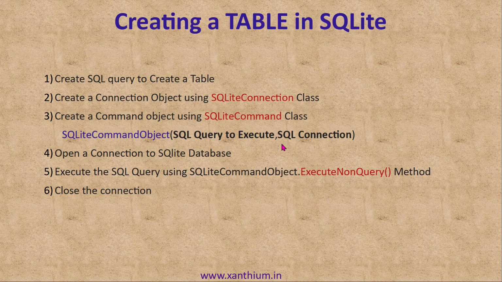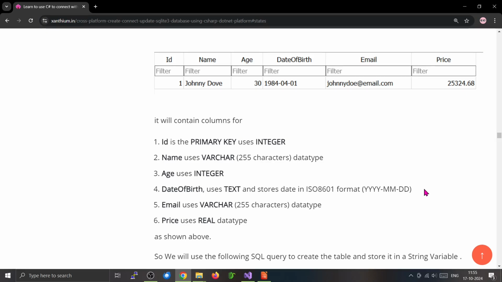Now, after the connection object is created, we have to open a connection to the SQLite database. After the connection is opened, we will execute the SQL query using the ExecuteNonQuery method. After that, we will close the connection. The ExecuteNonQuery method is used because the SQL will not be returning any data, because we are just creating a table.